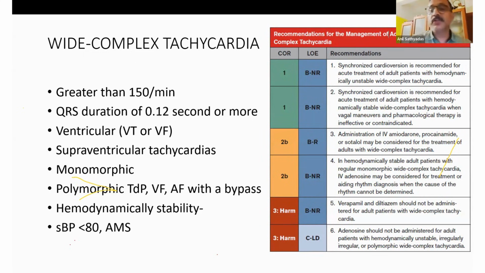The second is that synchronized cardioversion is recommended for acute stable wide complex tachycardia when vagal maneuvers and pharmacological therapy are ineffective or contraindicated. So when the patient is hemodynamically unstable, go for synchronized cardioversion. If the patient is stable, but you have tried the vagal maneuvers and the pharmacological therapy and it's not working, you go for cardioversion.